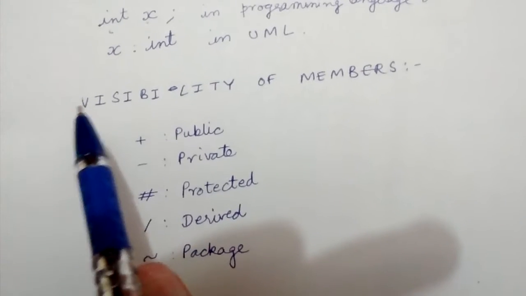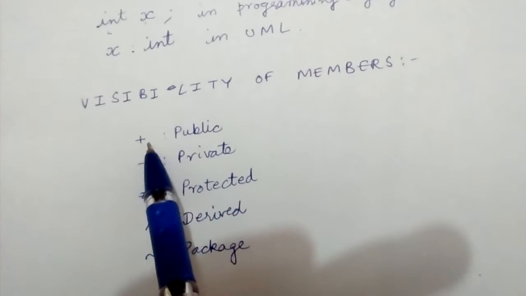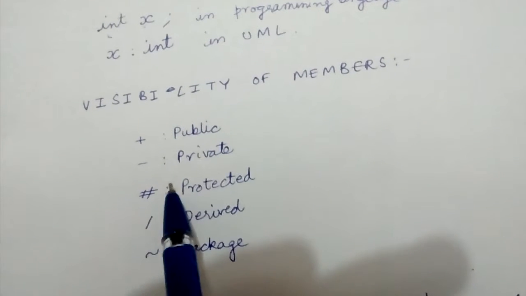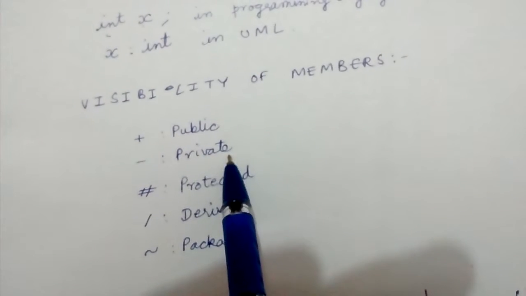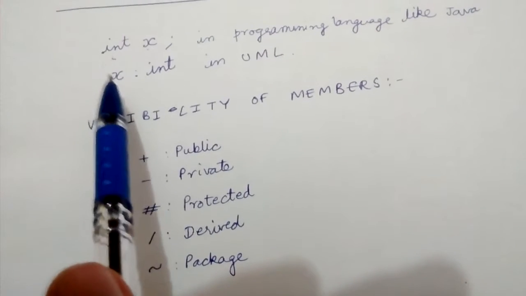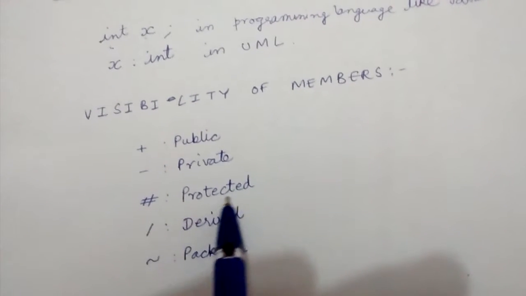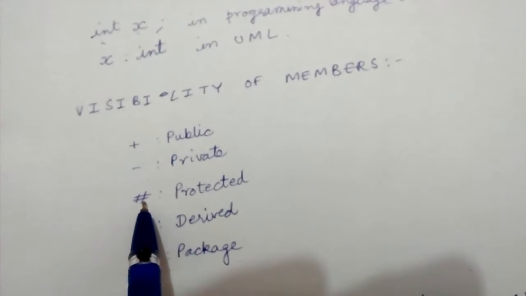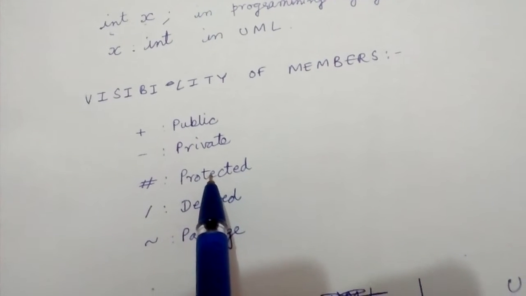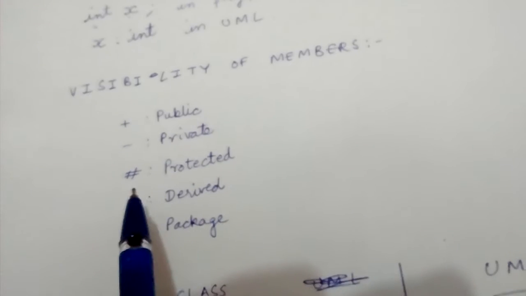And if we want to represent the visibility of members, then plus is used for public variables, that is, variables which can be accessed from anywhere. Private variables, those which can be accessed only from the class itself, are preceded by a minus. So if this variable is a private variable, it will be preceded with a minus sign. Protected variables are represented by a hash sign. These are the variables which can be accessed only from the subclasses of your own class.